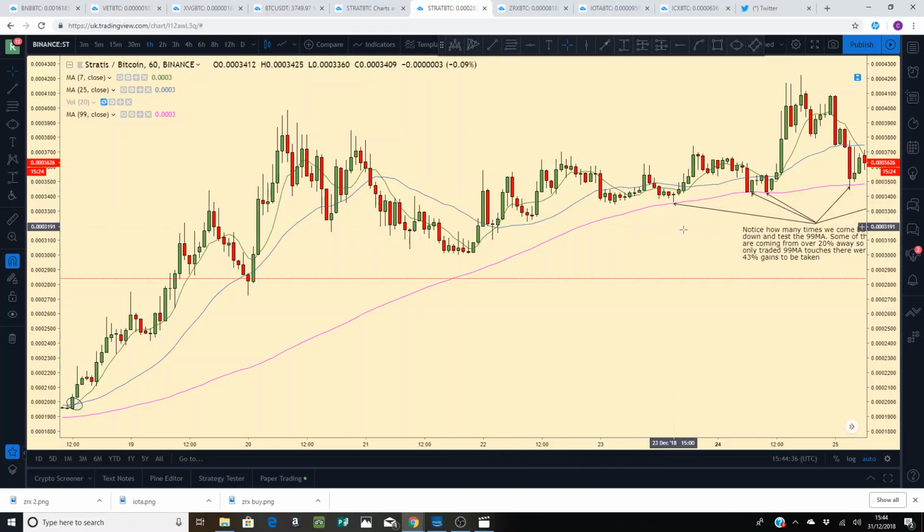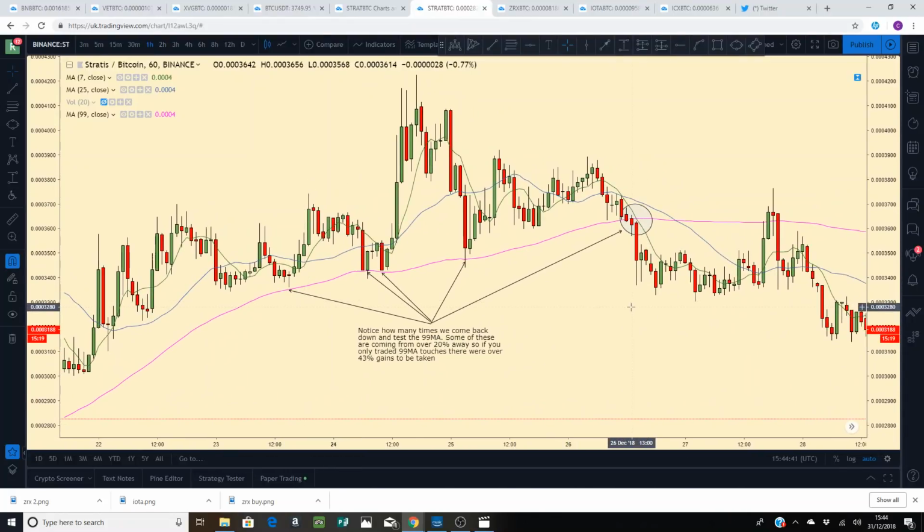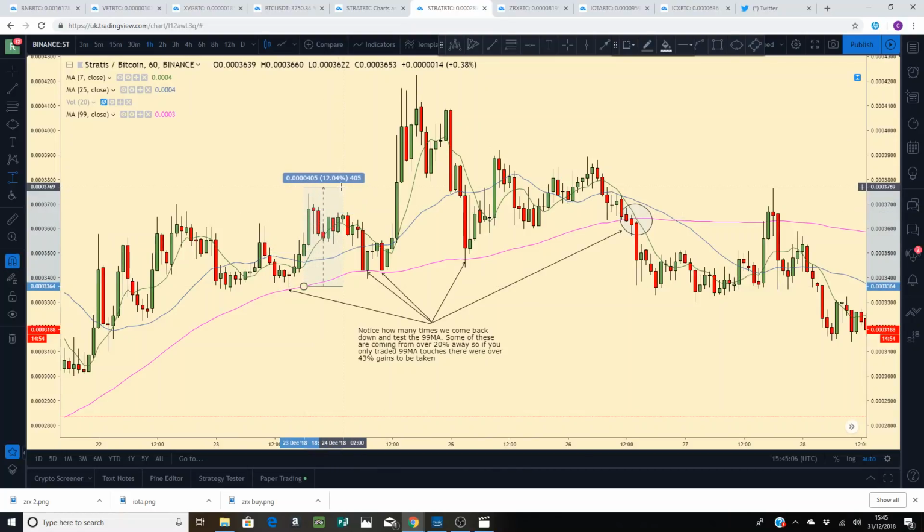Right, so we've got side action. So this is really the main point of the 99. This is why I use the 99 over pretty much the 7 and the 25, because they're too correlated with price. So we get one touch here, sprung up, another, big spring. Now even if you're catching half or a quarter of these, you know, they're 11%.